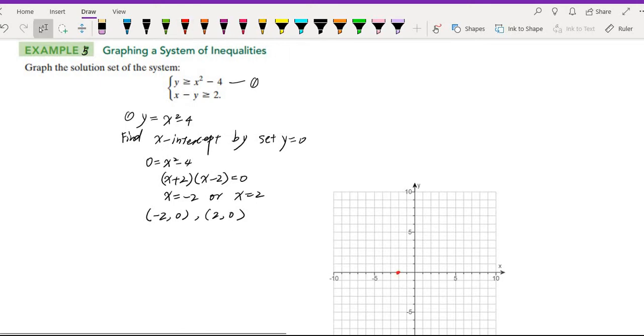So it's right here. And then let's look at the y-intercept. When we're looking for a y-intercept, we're just going to set x equal to 0.